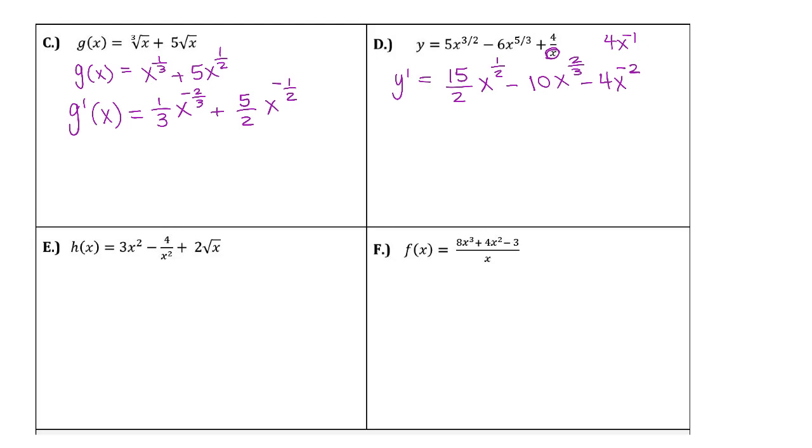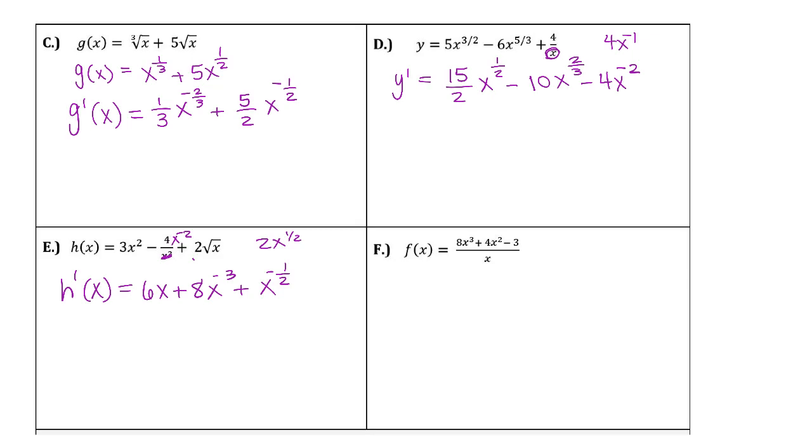So here we're going to have h prime is going to be 6x. Now that's really 4x to the negative 2, isn't it? So then that's going to be positive 8x to what power? Negative 3. And then remember that's really 2x to the 1/2. So that's going to be plus x to what power? Negative 1/2. Questions about it?